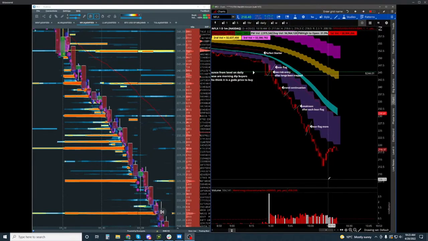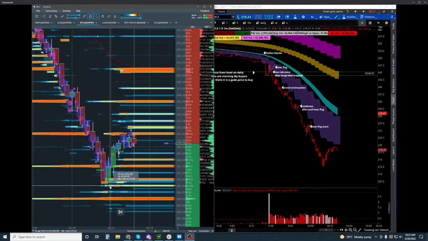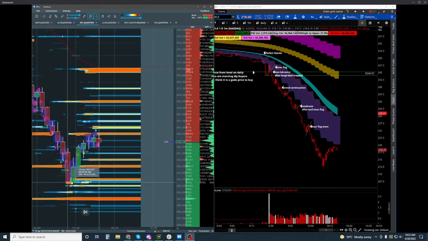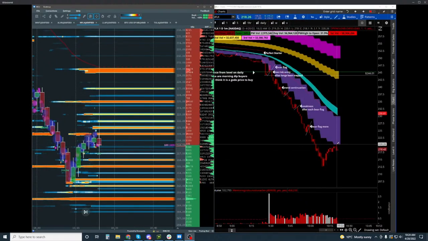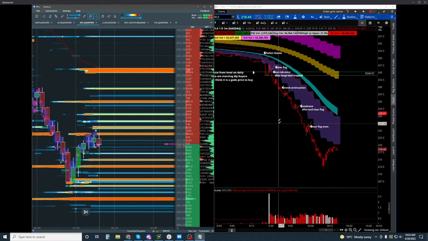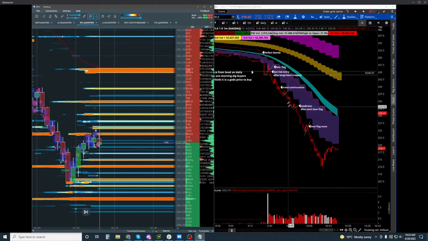My target is 203. I call that a daily reason, which is a main support. We started bouncing over here a little bit around 213, this area, 213. Bounce over here, but it's still downtrending. So I'm not really looking to cover the whole position. And this was a juicy one, beautiful.